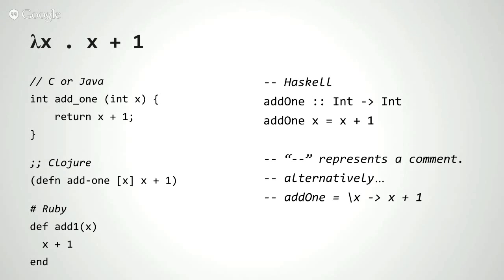So these are definitions of this lambda expression in different languages. We have a C function or a Java method. We have a Ruby method. We have a Clojure function. And we have the Haskell version. When you see minus minus in Haskell, that's a comment. And you can either define add1 x equals x plus 1, or you can define just add1 equals, and then the lambda expression, lambda x to x plus 1. In Haskell, you use an arrow rather than a dot, as you would in pure lambda calculus.